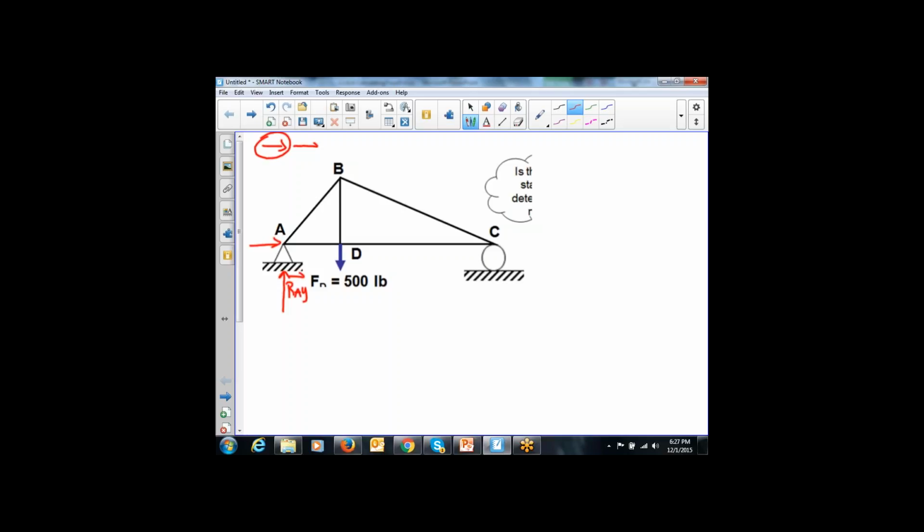And I have another reaction, which could be a vector going to the right. I'm going to name this reaction force A in the x direction. Okay. The other reaction force we can have is here at this roller. So the roller is rolling left, right.